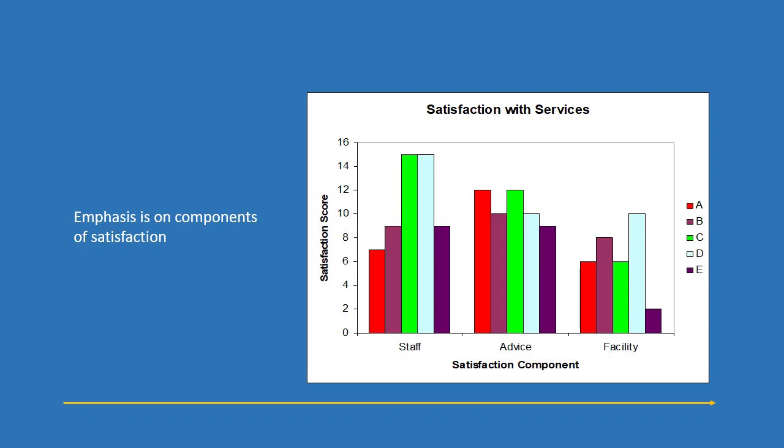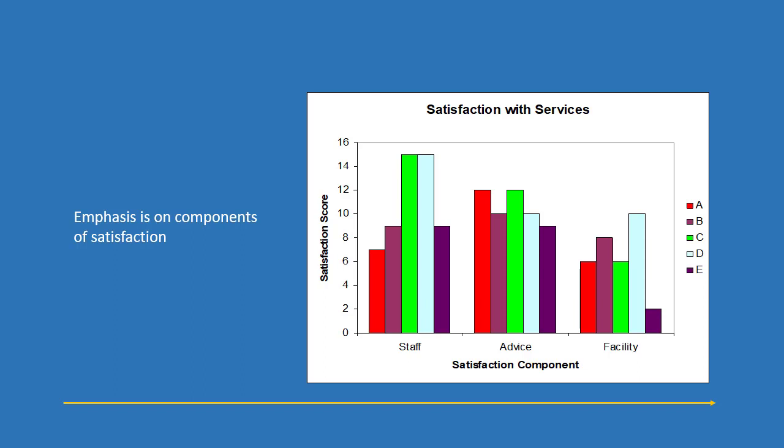Another information-rich chart. This is from some work I did a while ago that examined satisfaction with individual clinics at an agency providing housing services to mentally ill adults. There were 5 clinics, A through E, and residents were asked to respond to a series of questions that asked about their satisfaction with the services they received in 3 areas: staff, the advice they received, and the facility in which they resided. The emphasis here is on the components of satisfaction.